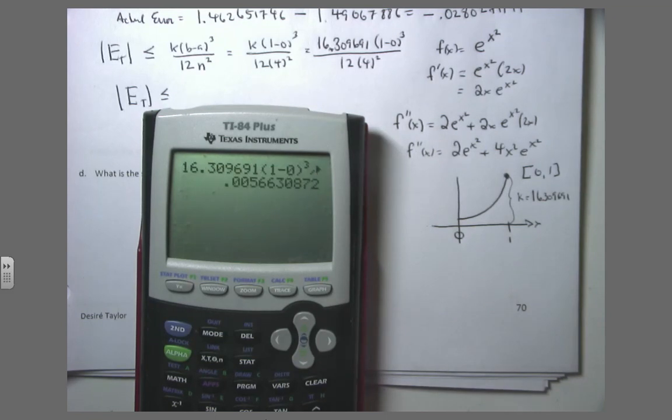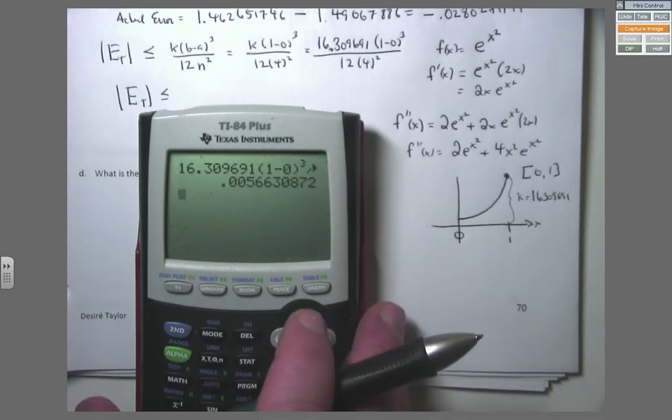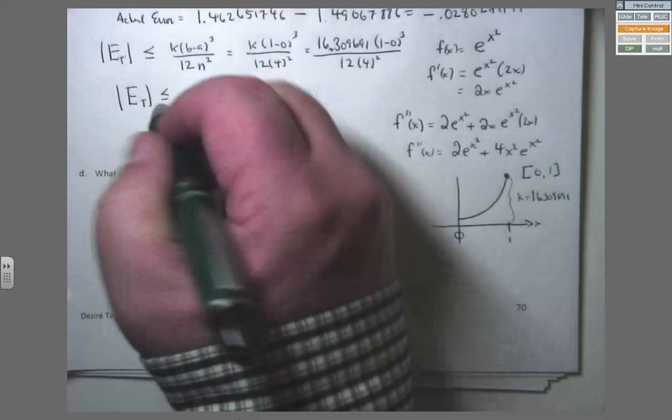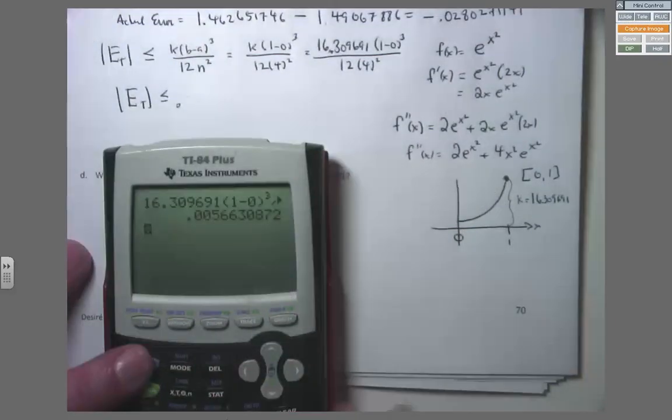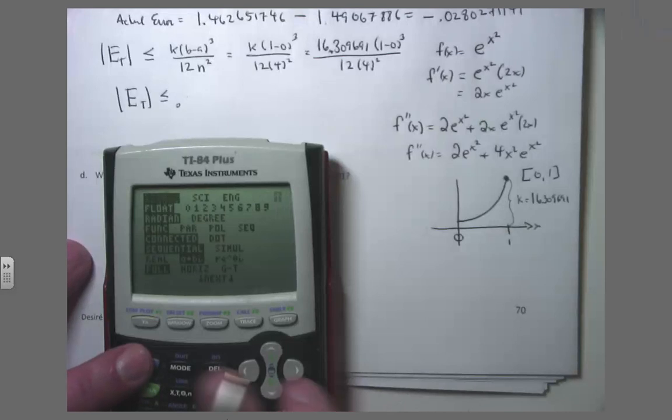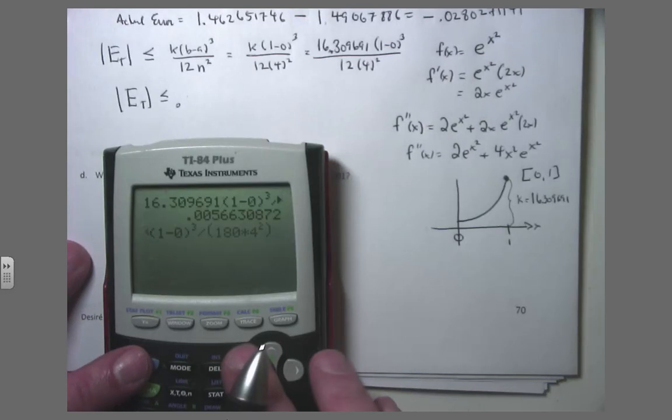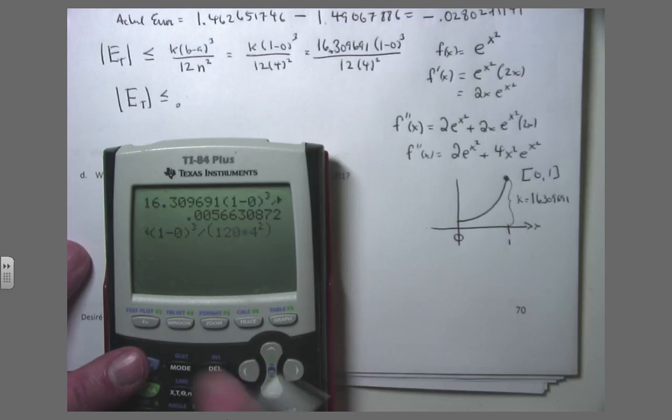What do I get for my error bound? I got 0.005663087. Are you using 12? Oh, wait a minute, did I lose the 12? I am, sorry. Let's go back and redo that. You're right, it's supposed to be a 12 there. The 180 is from Simpson's Rule. My fault. Try that one.